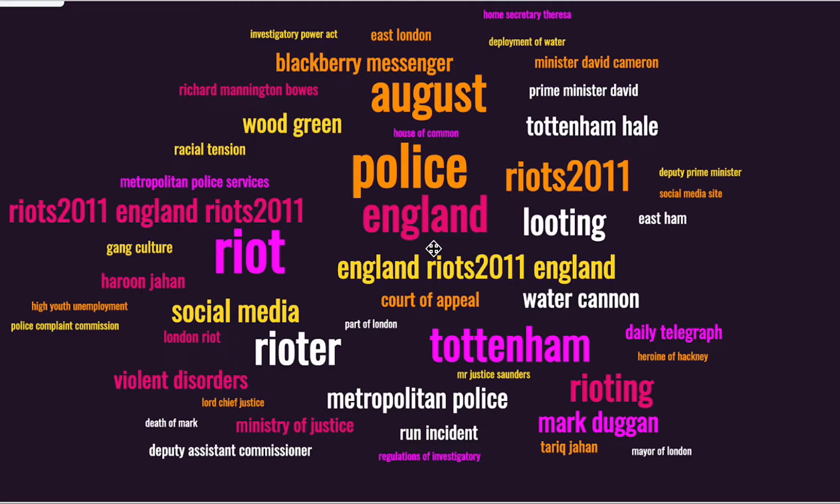So the riots were in August 2011. And the spark for the riots was the police shooting of Mark Duggan in Tottenham. Following the shooting of Mark Duggan, there was a peaceful protest outside Tottenham Police Station, which then escalated and turned into a violent protest and then a riot, and then escalated further into looting, and riots not just in different parts of London, but around other parts of England as well.